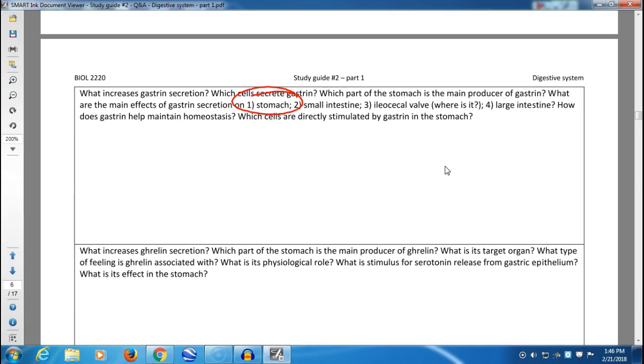So gastrin basically is stimulated by food, and gastrin stimulates activities that will get rid of that food in the stomach. So which cells are directly stimulated by gastrin in the stomach? It's ECL, enterochromaffin-like cells.